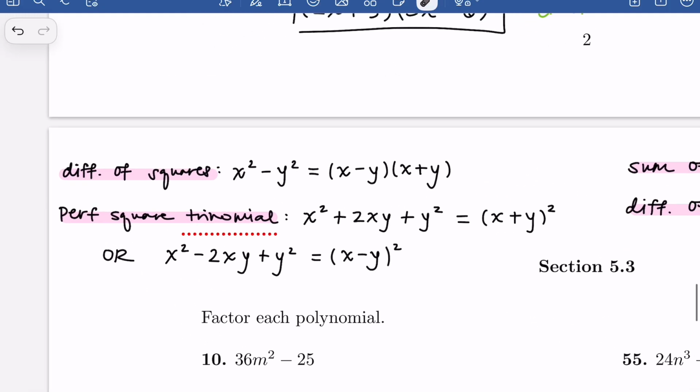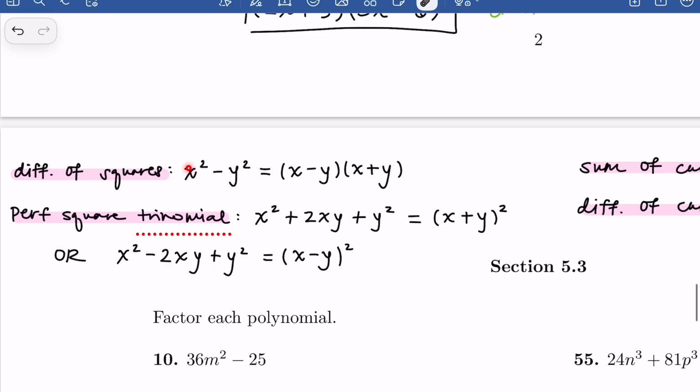So for example, if we have a polynomial that is the difference of squares, so our first term squared minus the second term squared, this can be factored as this here. And we can double check this by FOILing. If we were to FOIL this out here, we would end up with this guy.